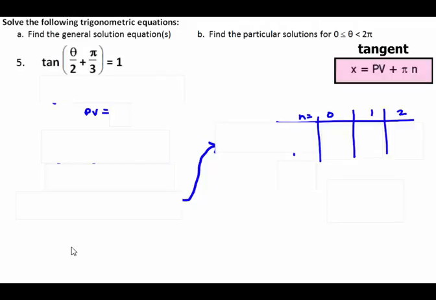Okay, last we'll do a tangent example. And if you look at the pink sheet, notice that tangent only has one general solution equation. Okay, so we're going to start off. Again, keep that big argument. Okay, so that's the entire argument equals 1.